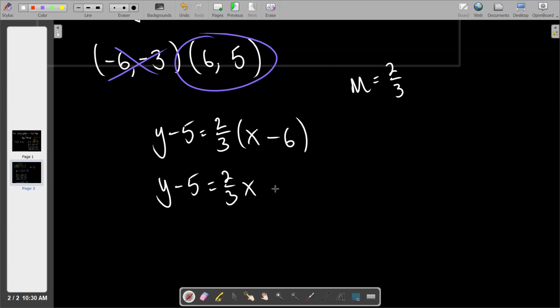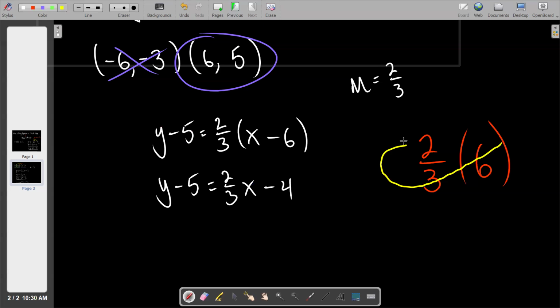Nice job, bud. -4. And again, if you need to see that up close and personal, it looks like this. That's 2/3 times 6. Draw the little hook. 6 divided by 3 is 2. 2 times 2 is 4. Okay. Last step, add 5. You get y equals 2/3 of x plus 1.